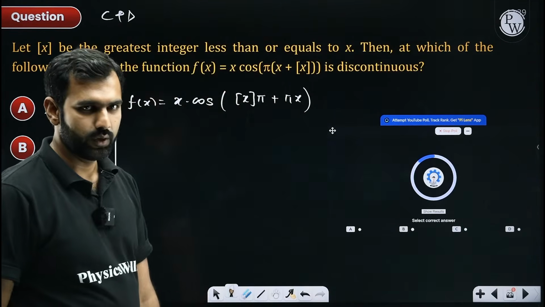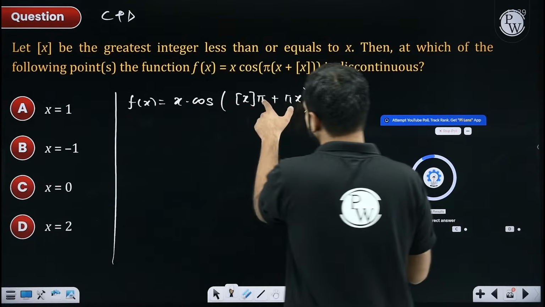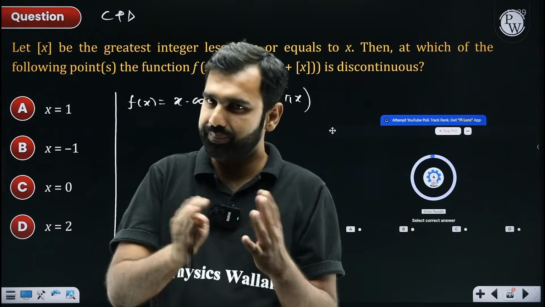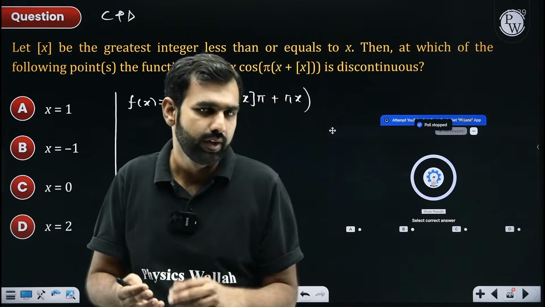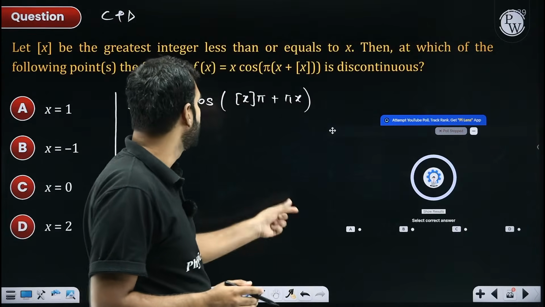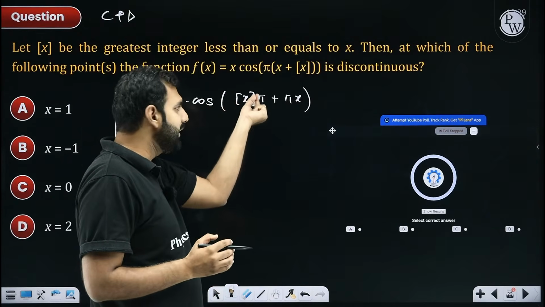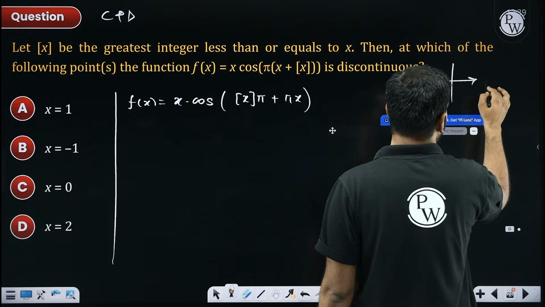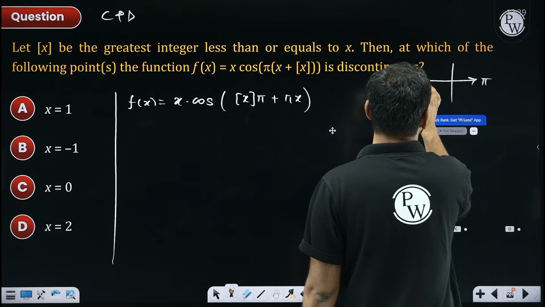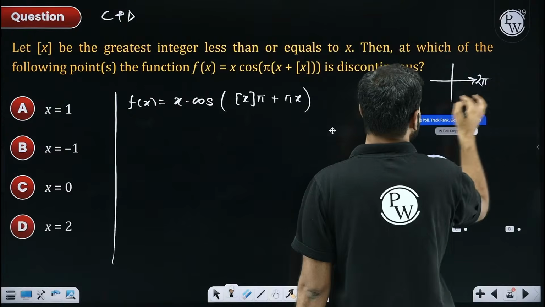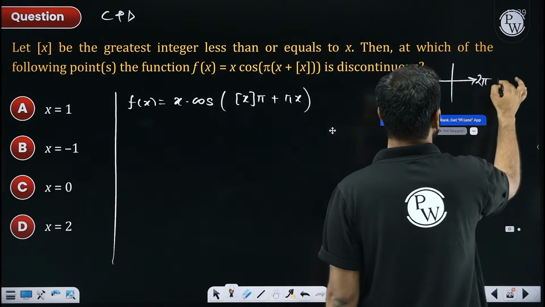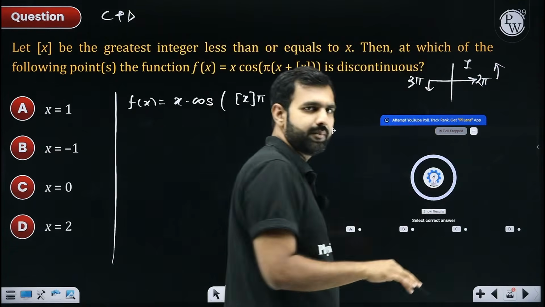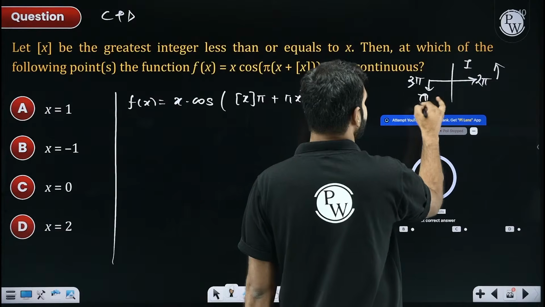Now you tell me one thing, when I talk about this, x is an integer, and integers are either odd or even. So it could be either even or odd. So even integer into pi, odd integer into pi plus pi x. Even integer into pi plus something pushes me in the first quadrant. Odd integer into pi plus something pushes me in the third quadrant. Everybody getting this?